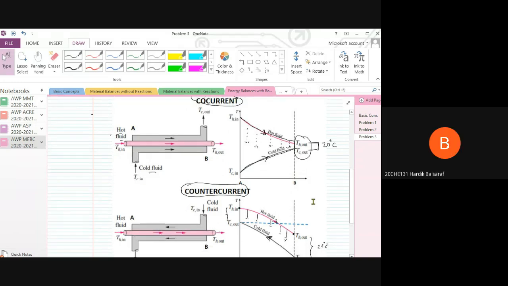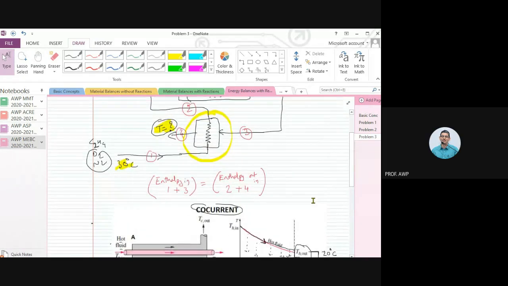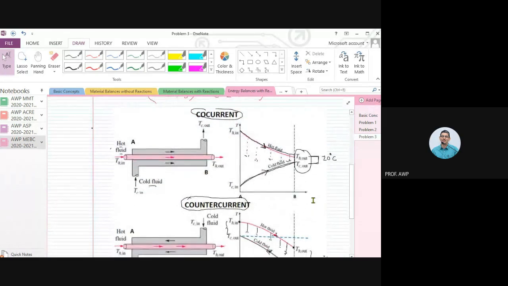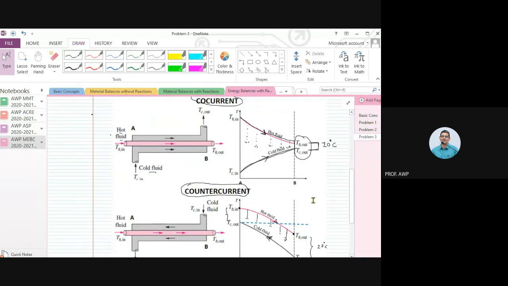Which case? Excuse me, sir. Yes, Hardik. Please could you explain it again, sir? Okay. There are two ways in which we can operate this exchanger. Hardik, are you listening? Yes, sir. There are two ways in which we can operate this exchanger. One called co-current manner, other called counter current manner. Look at the co-current picture. Look at this picture. Co means they are flowing in the same direction from left to right. Do you agree? Yes, sir.